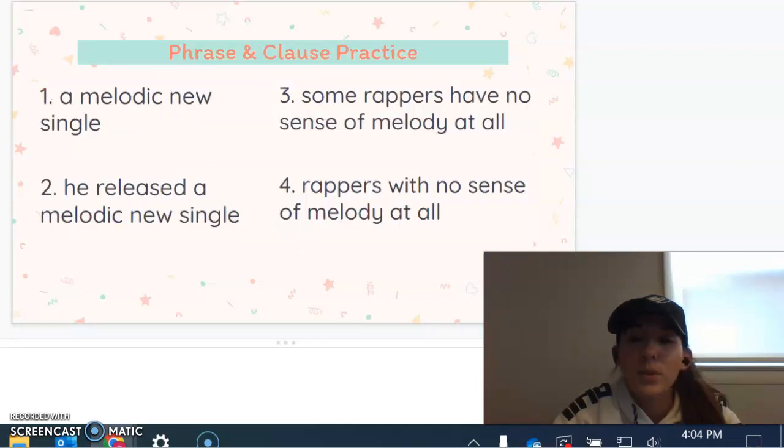Now in Edpuzzle, we're going to put this into practice. These are our 4 different statements, and I'm going to pop them up in Edpuzzle.